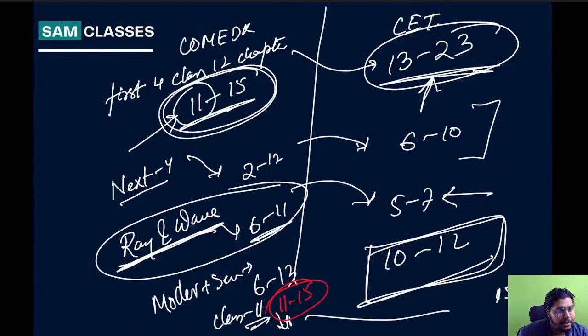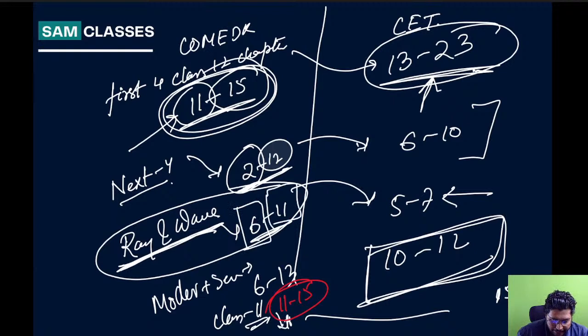From the first 4 chapters, minimum at least 11 marks can come, maximum 15, so 11 to 15 it can go. Next 4 can go minimum 2 also, maximum 12, so you can't take risk here. Ray optics minimum 6, maximum 11. Modern physics plus semiconductor minimum 6, maximum 12. So it is very difficult if you are just going by a few chapters.